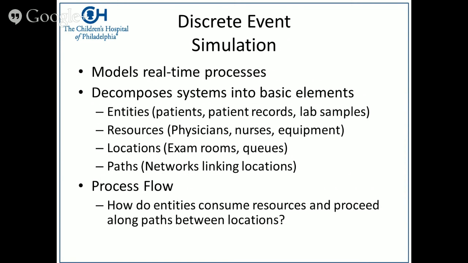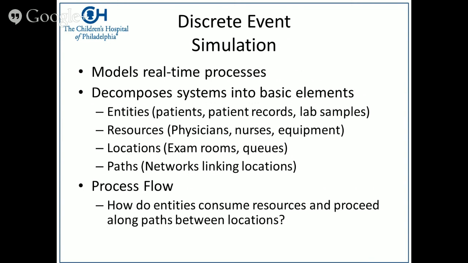Locations, the exam rooms where things occur, the ultrasound rooms. This system particularly has a lot of very specialized different locations where certain tasks can only take place in certain locations, like ultrasound, fetal echo, and then they may be multi-purpose, they may be locations which can only serve one person at a time, or they may be able to serve multiple people at a time. And then finally, the path networks. How can people move through the physical space? And then finally, what that allows us to do, once we have all of those sub-elements defined, is to answer the question essentially, how do entities consume resources at locations and then proceed along paths from one location to the next?